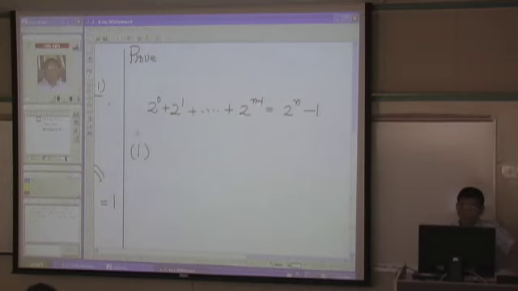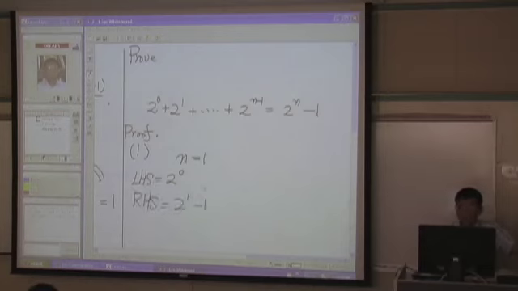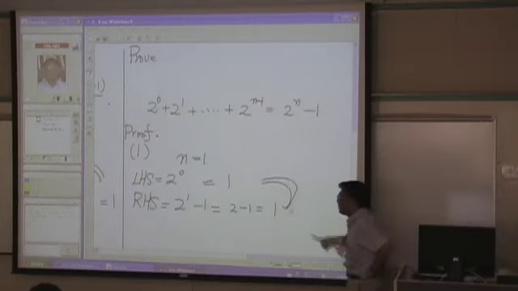Always, this is a routine proof, and this is routine. For n equals 1, the left-hand side is 2 to the power of 0, and the right side is 2 to the power of 1 minus 1. 2 to the power of 0 is 1, 2 to the power of 1 is 2, so 2 minus 1 is 1. So they are equal. This part is always a straightforward calculation.